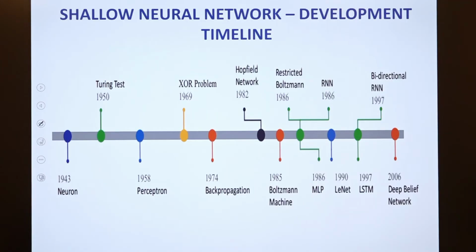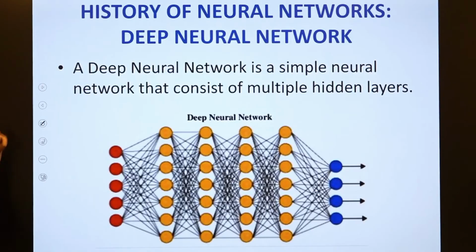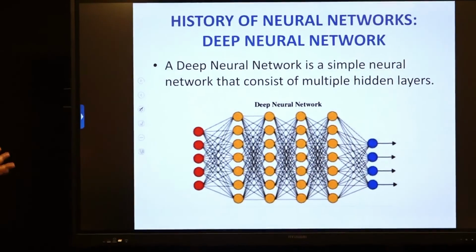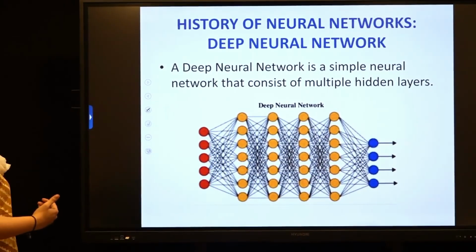In 1997 we got LSTM. Before that, in 1990, LeNet, which is a part of CNN, and finally in 2006 we got the deep belief network. This was the development timeline of the shallow neural network, and from 2006 onwards we were at the stepping stone for the deep neural network.